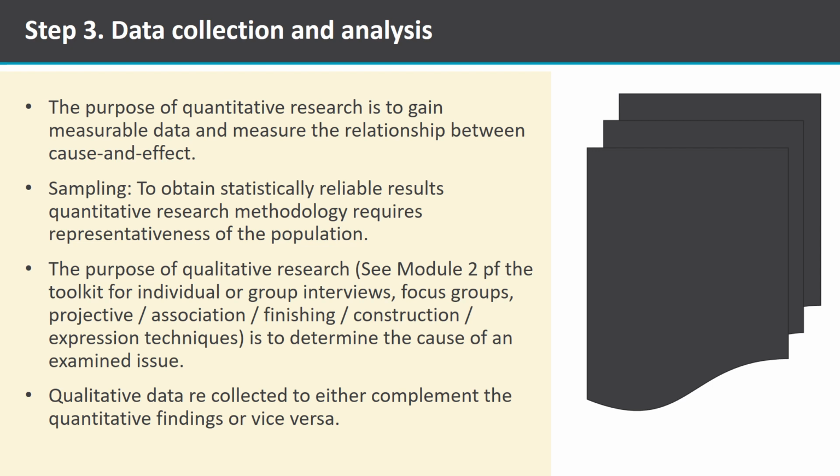The purposes of qualitative research, as you will see in Module 2 of the Toolkit. Qualitative research can be done through individual or group interviews, focus groups, projective, association, finishing, construction, and expression techniques. And its purpose is to determine the cause, the why, of an examined issue. Qualitative data are collected to either complement quantitative findings or indeed vice versa, where quantitative may be collected to complement qualitative data.